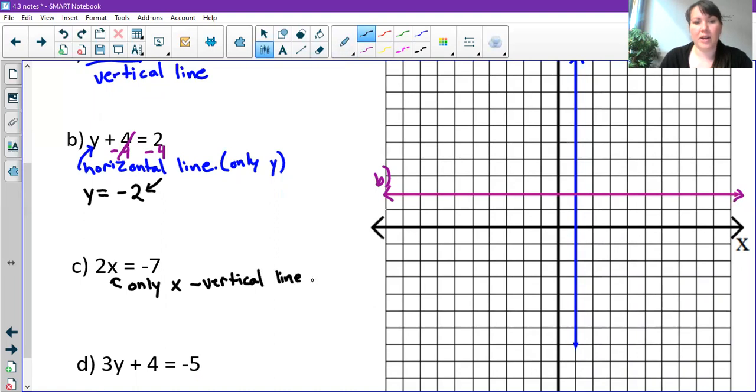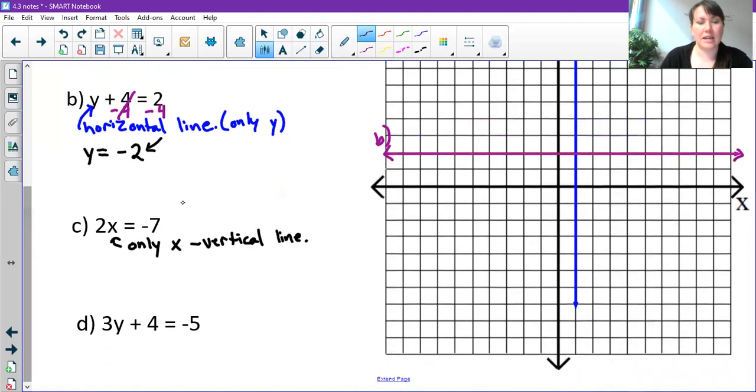In order to know where to draw this, I need to isolate x or get x alone. So that means I need to divide both sides by 2 because x is being multiplied by 2. And the opposite of multiply is divide. And that will give me x equals negative 7 over 2. That would be the same thing as negative 3.5.